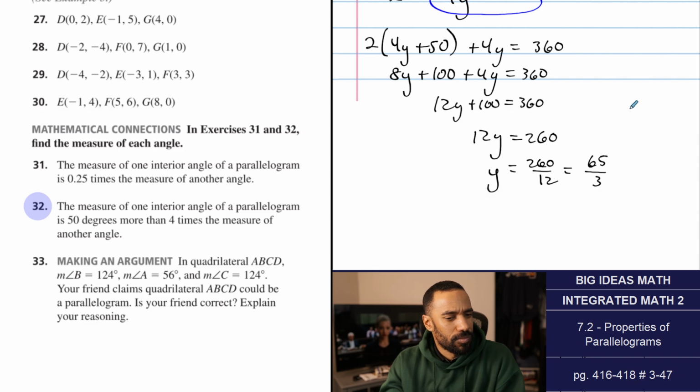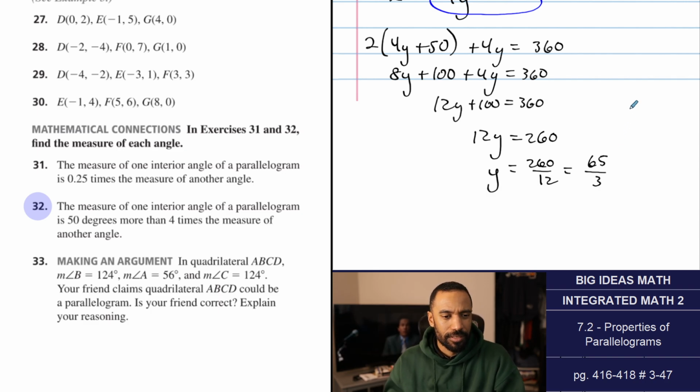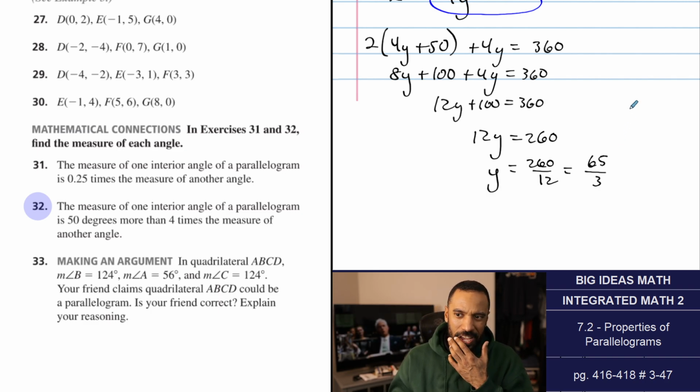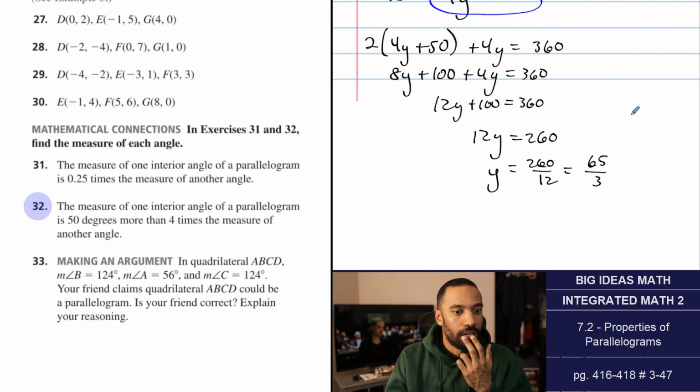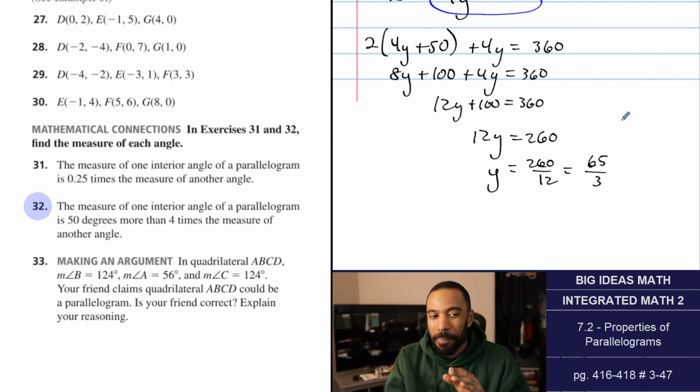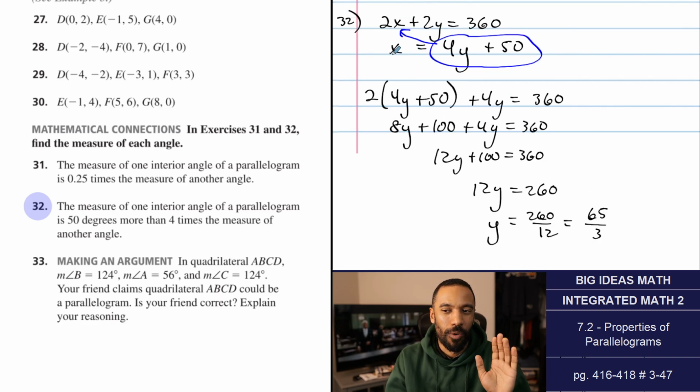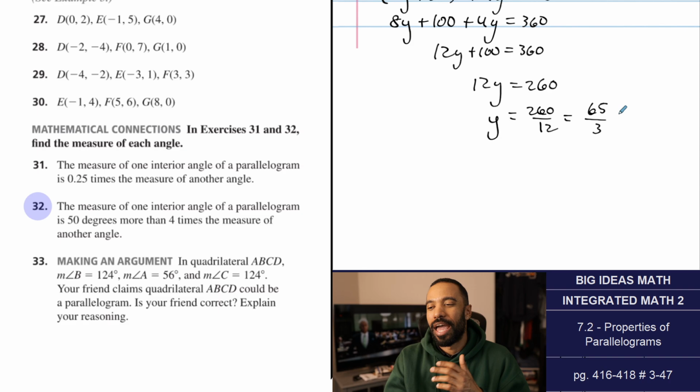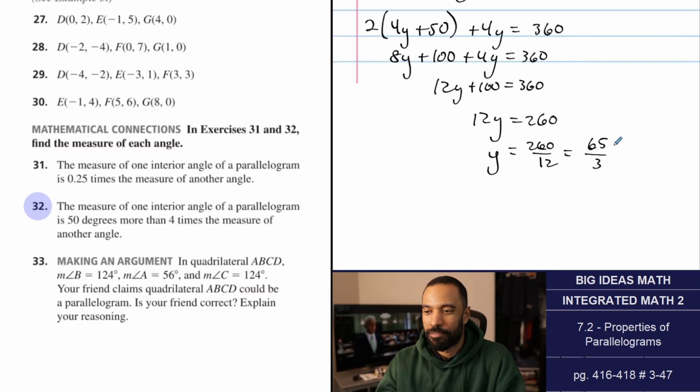degrees. Should we round? I don't really know. Oh, never mind. I was going to say, hold on a second. I was supposed to add those equal to 180. No. One measure is 4 times. Okay. Anyway, so 65 thirds, not really my favorite number.